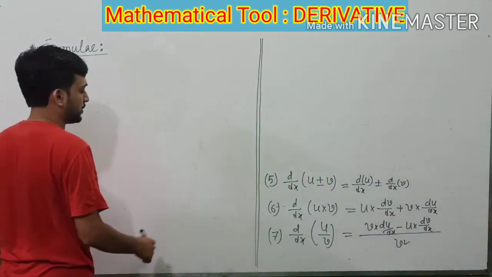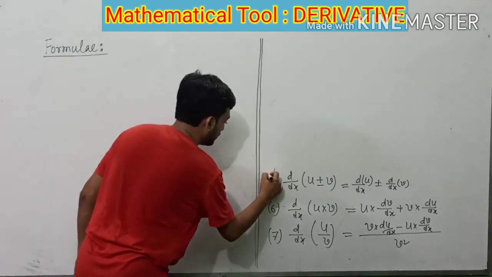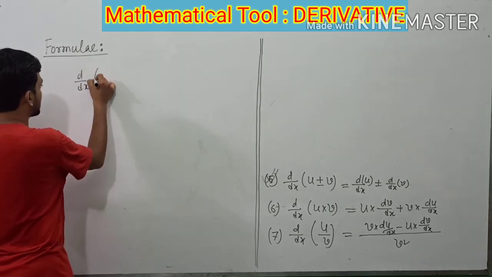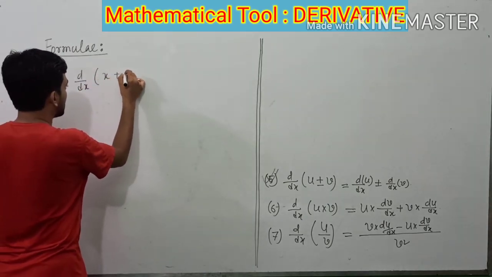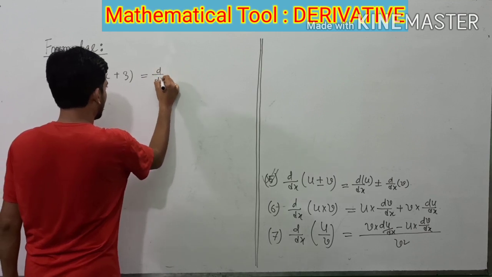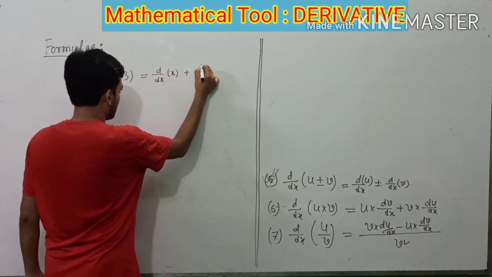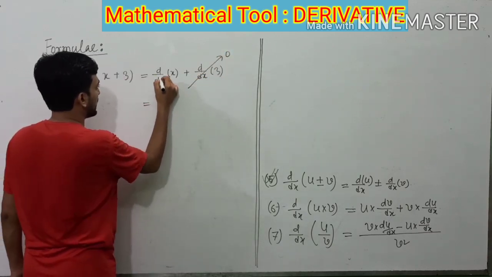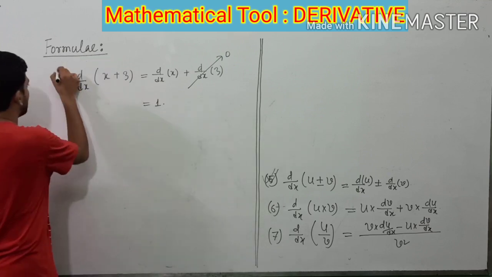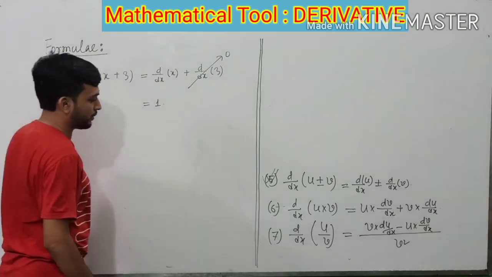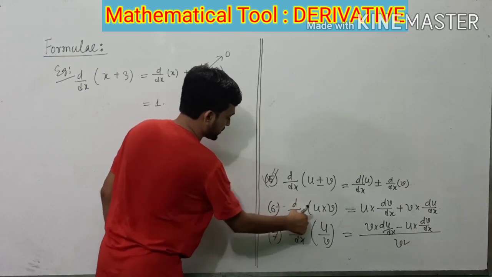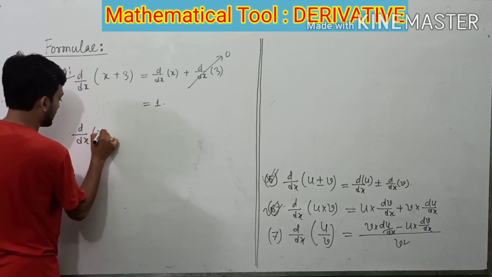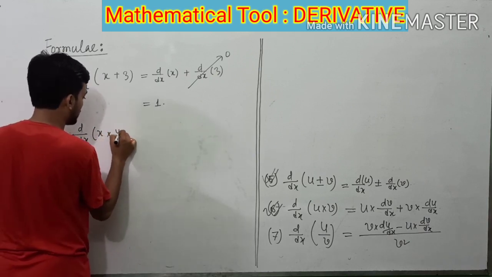Okay, now I am going to show you the examples on formula 5. Suppose we have d/dx of x plus 3. This will be d/dx of x plus d/dx of 3. Since 3 is a constant, this will be 0, and d/dx of x is equal to 1. Now I am going to show you an example on the basis of formula 6. d/dx of x multiplied by y square.